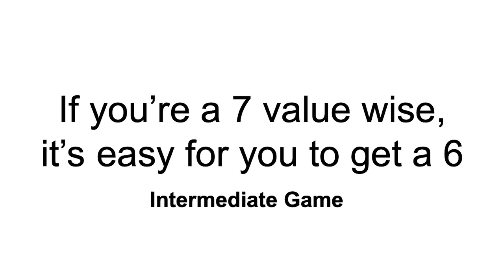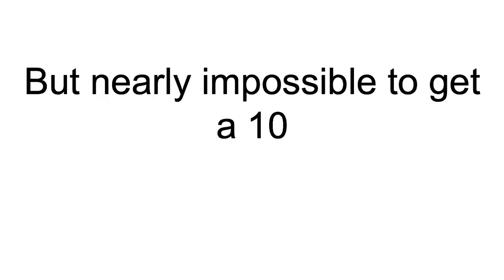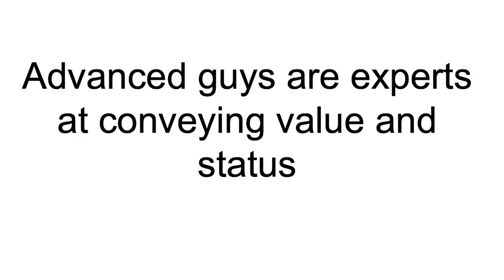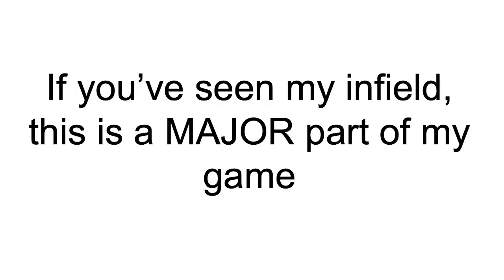So if you're getting girls that are at your standard or below, you can do that with intermediate game. But with intermediate game, it's nearly impossible to get a 10 if you're at a lower status. It's hard to get those girls that are out of your league. That's what advanced game is. And the fact of the matter is that 10s want other 10s. So if the girl's a 10, she wants a guy that's a 10, right? And so advanced guys are experts at conveying their value and status. And if you've seen my infield, this is a huge part of what I'm doing when I'm talking to girls and when I'm interacting with girls.